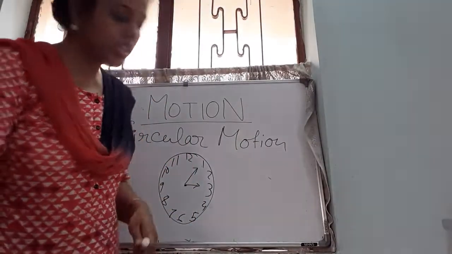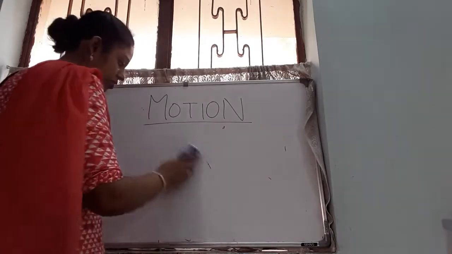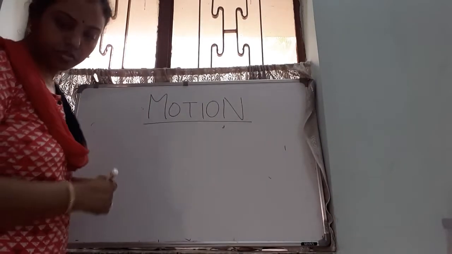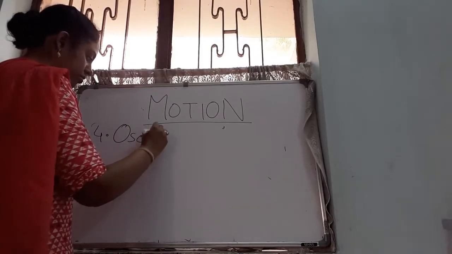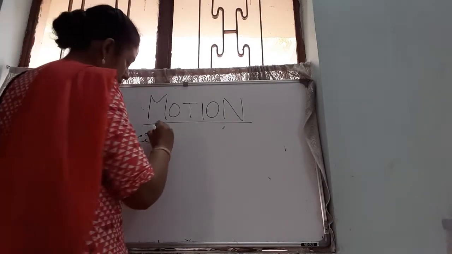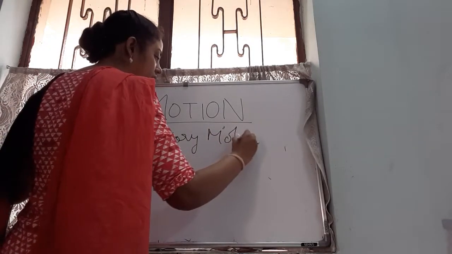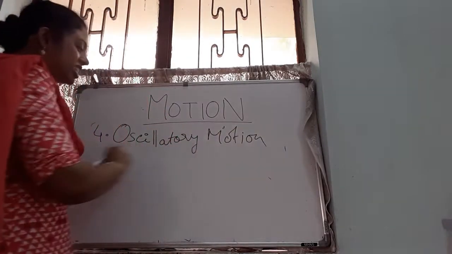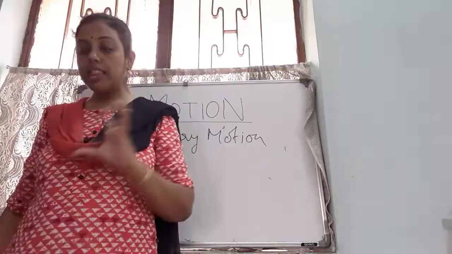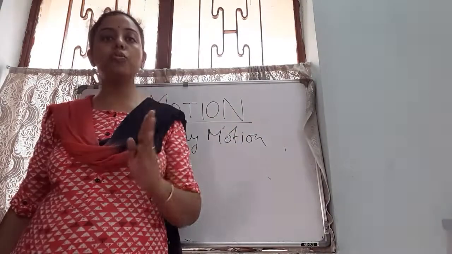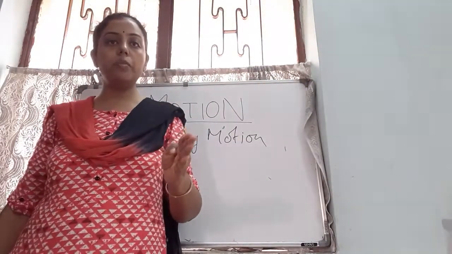Next one is oscillatory motion. From the name we can understand, oscillatory means oscillation, the thing that is moving from a particular point to some point, and again from the particular point to some point.